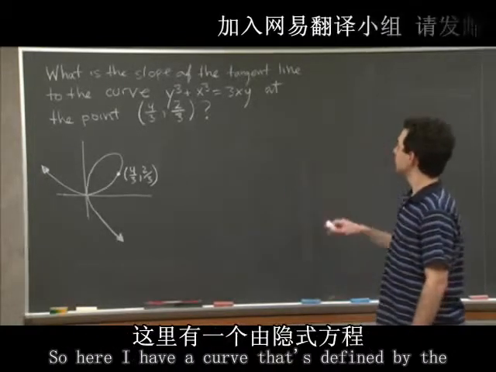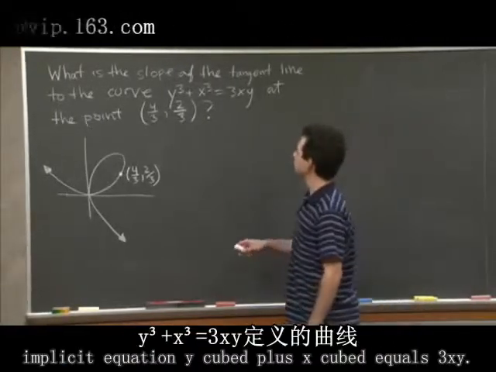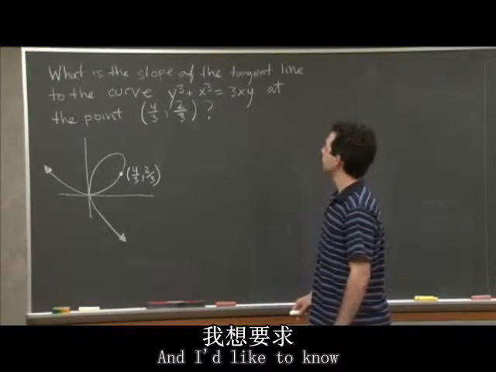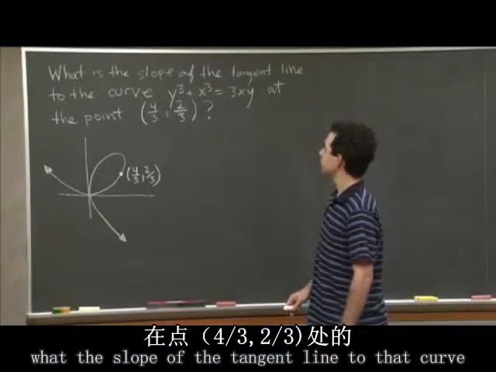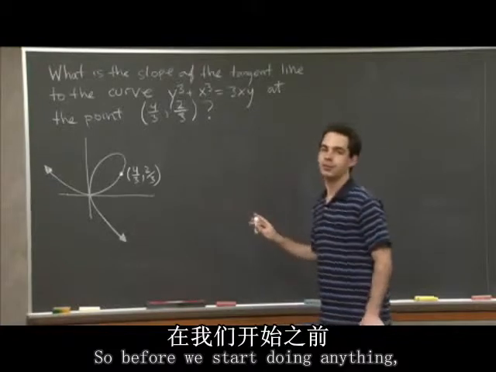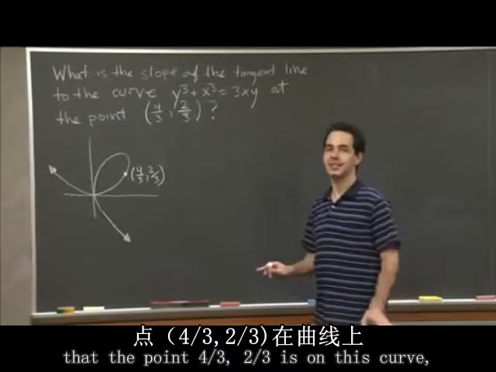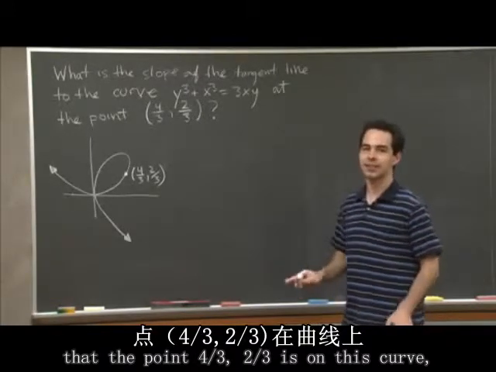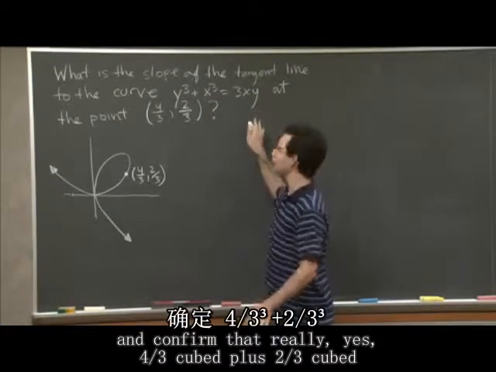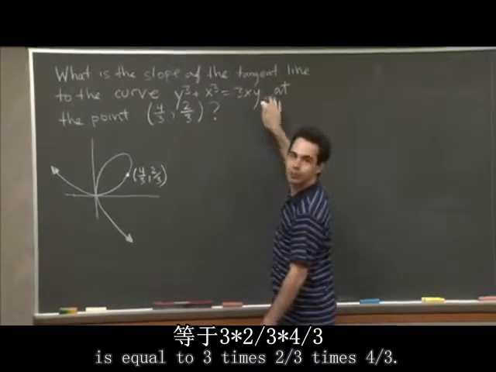So here I have a curve that's defined by the implicit equation y cubed plus x cubed equals 3xy. And I'd like to know what the slope of the tangent line to that curve is at the point 4/3, 2/3. So before we start doing anything, let me just make a couple of observations. If you don't believe me that the point 4/3, 2/3 is on this curve, you can always check by plugging the values in and confirm that really, yes, 4/3 cubed plus 2/3 cubed is equal to 3 times 2/3 times 4/3.